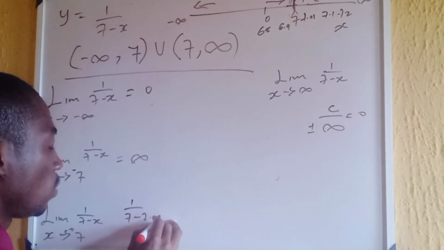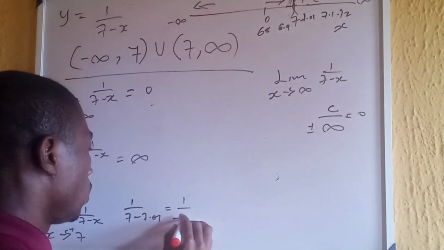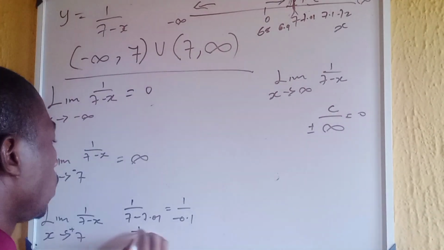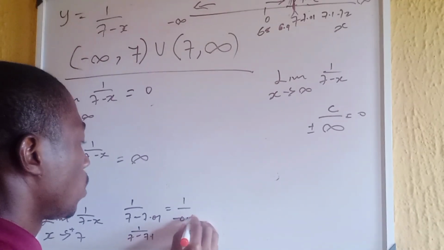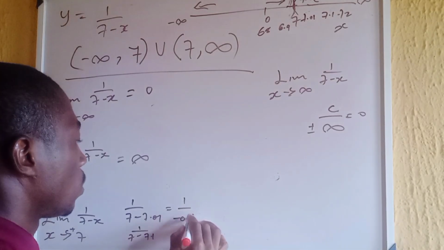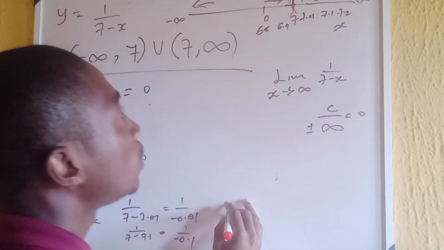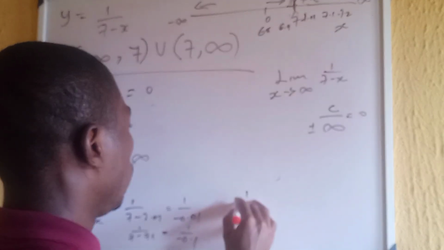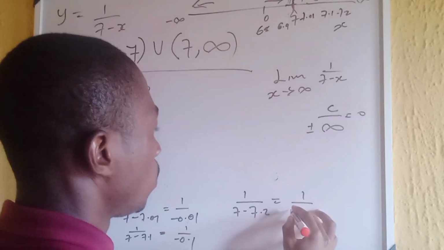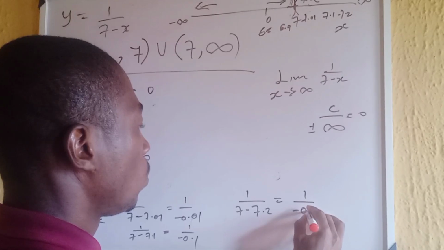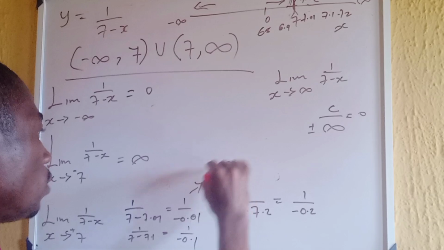7 minus 7.01. So what are we having? We are having 1 over minus 0.01. Then the next guy, 1 over 7 minus 7.1. Sorry, this should be minus 0.1. Then we'll be having 1 over minus 0.1. Then this guy, we're having 1 over 7 minus 7.2, which is 1 over minus 0.2. Now, this guy is equivalent to negative 100.